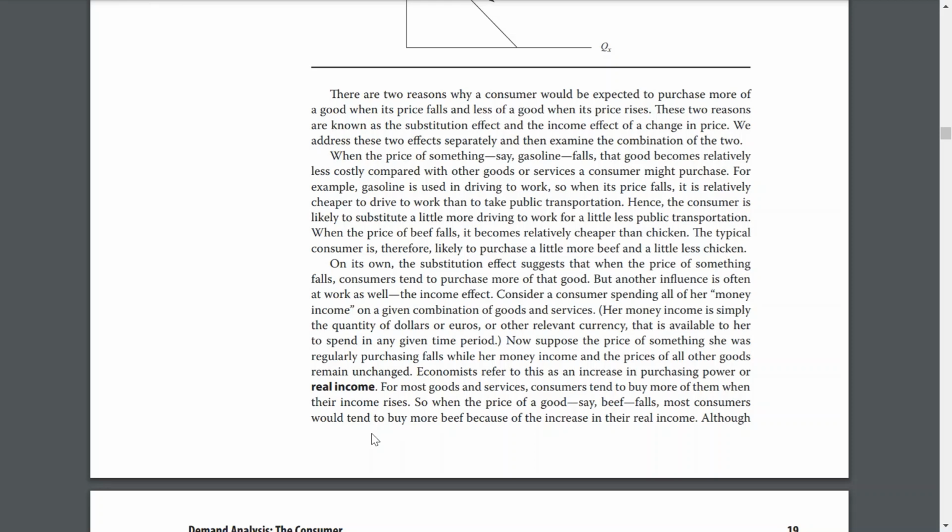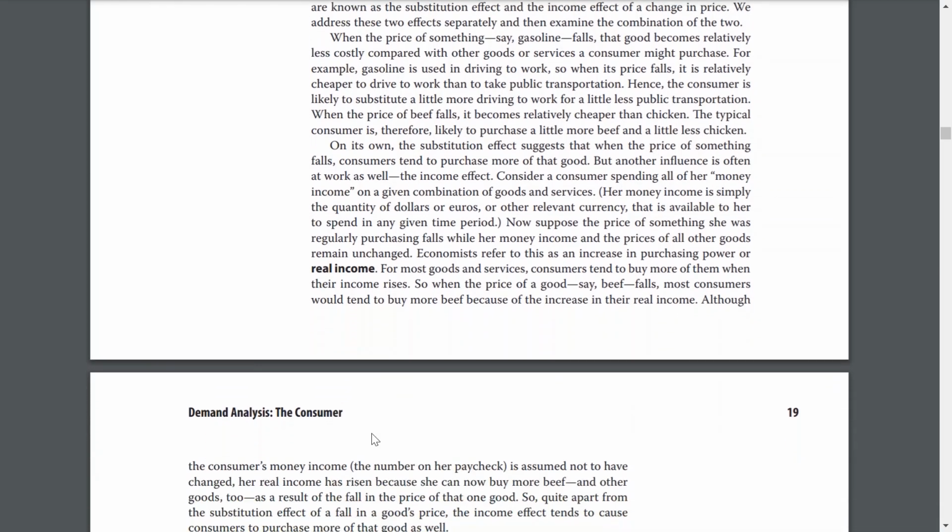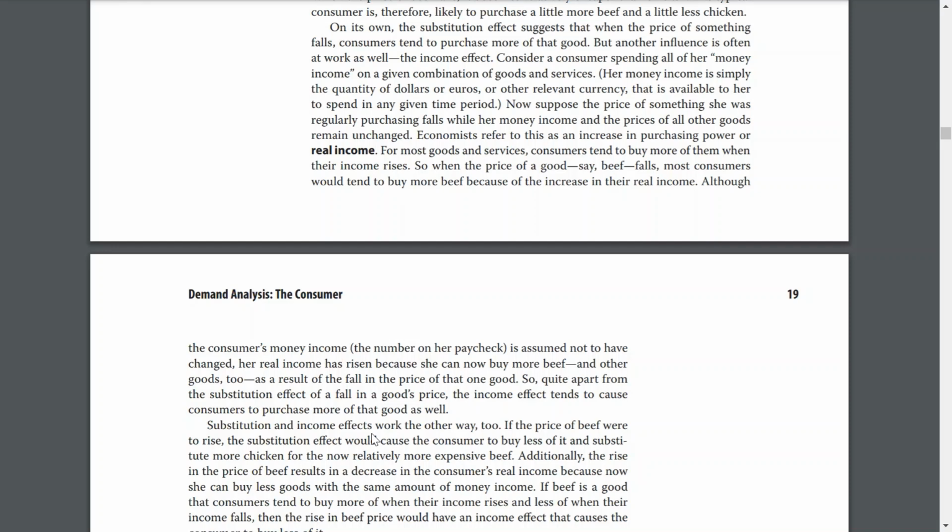Now suppose the price of something that she regularly purchases falls while her money income and the price of other goods remain unchanged. Economists refer to an increase in purchasing power as an increase in real income. For most goods and services, consumers tend to buy more of them when their income rises. So when the price of a good, say beef, falls, consumers will tend to buy more beef because of the increase in their real income. It's not the money income that changes, it's the price of beef that changes. And because the price of beef is cheaper, your real income is higher because you can now buy more beef.